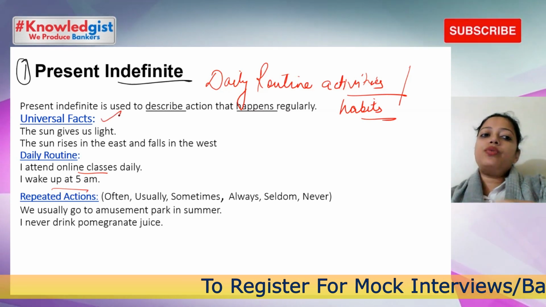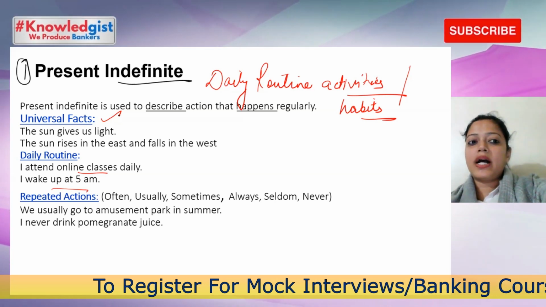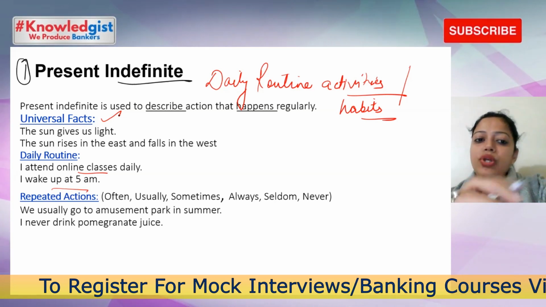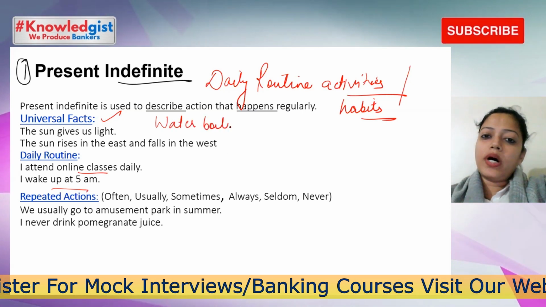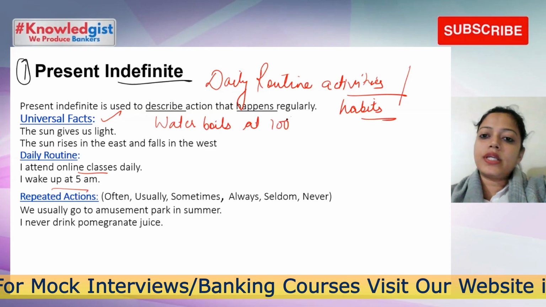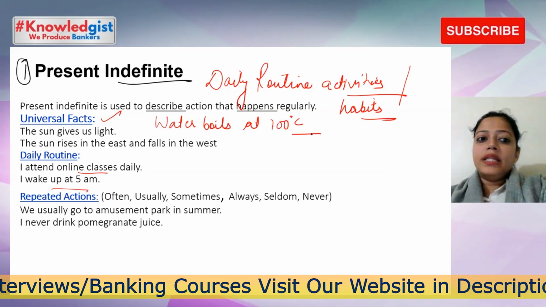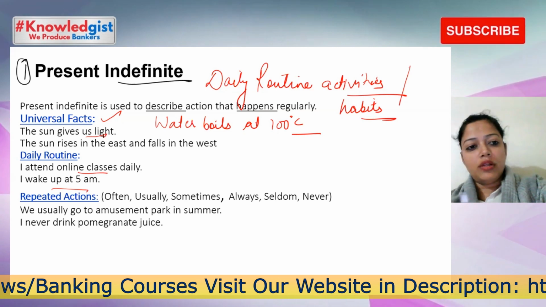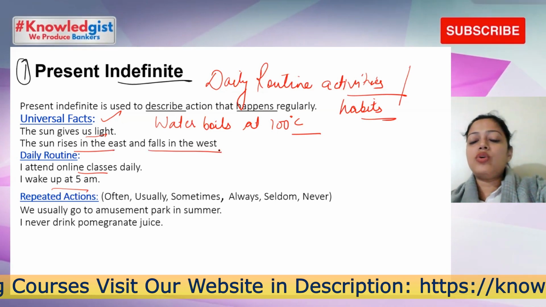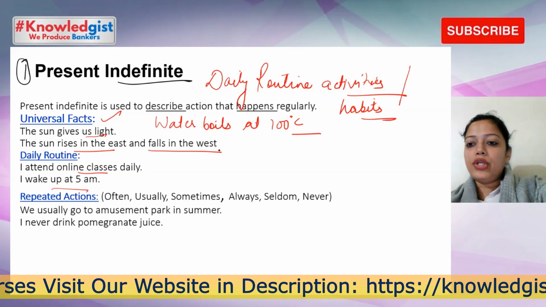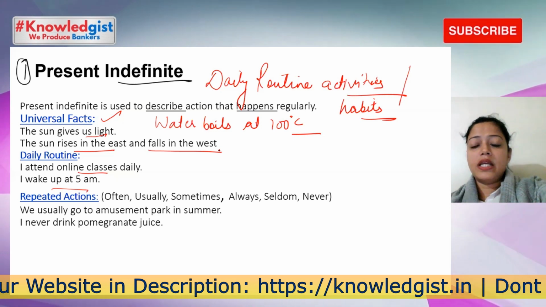Next, we use present indefinite for universal facts, the things which can't be changed. As we know, water boils at 100 degrees Celsius. It can't be changed. The sun gives us light, we all know. The sun rises in the east and sets in the west. These are universal facts, and you have to use present indefinite for these types of sentences.